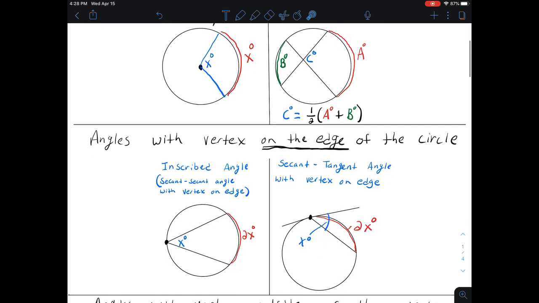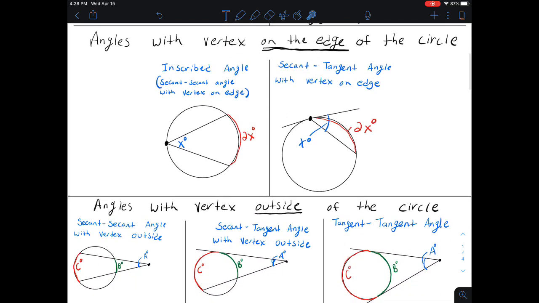Now, if I have two angles that have a vertex that lies on the edge of the circle, one of them over here on the left is an inscribed angle. An inscribed angle has a vertex that's on the edge of the circle, and it's the intersection of two secant lines. The relationship is that the measure of the angle is 1/2 the measure of the arc, or likewise, take the measure of the angle times 2, and you have the measure of the arc in degrees. The same relationship exists if you have a vertex on the edge and the angle is formed by a secant line and a tangent line. The measure of the angle between the secant and the tangent line is 1/2 the measure of the arc that lies in between the two intersections.